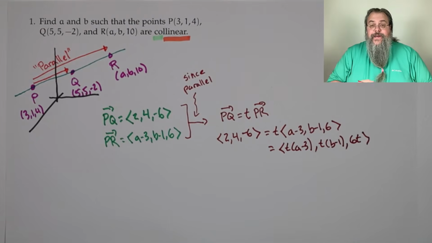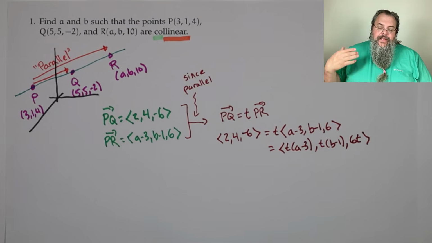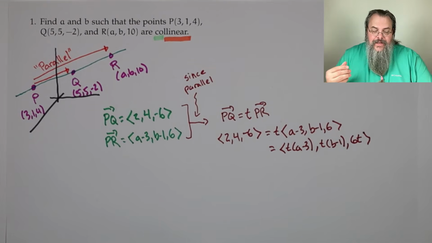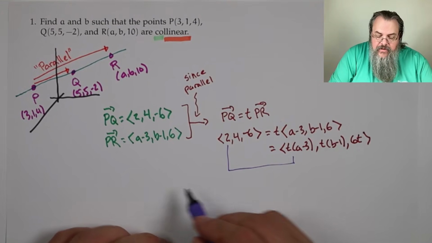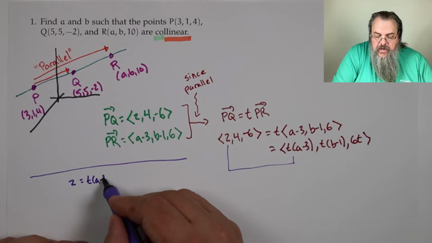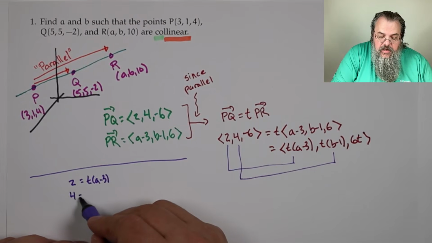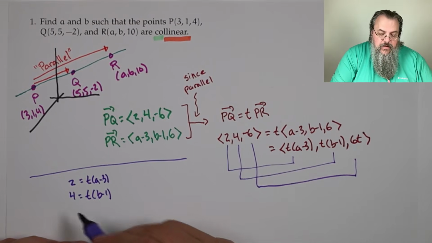Okay, so we have these two vectors. What's true about vectors? Well, vectors are the same if and only if they're the same in each coordinate. So you say, okay, now we'll do our matching game. Say things such as, well, the 2 has to match up with this t times a minus 3. All right, so 2 is equal to t times a minus 3. The 4 has to match up with the t times b minus 1. And the minus 6 has to match up with the 6t.